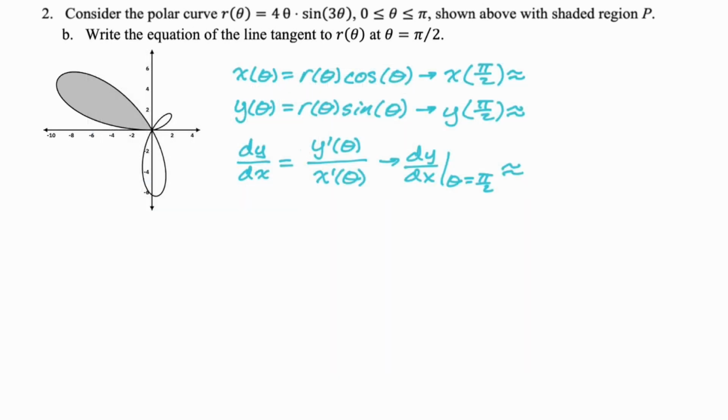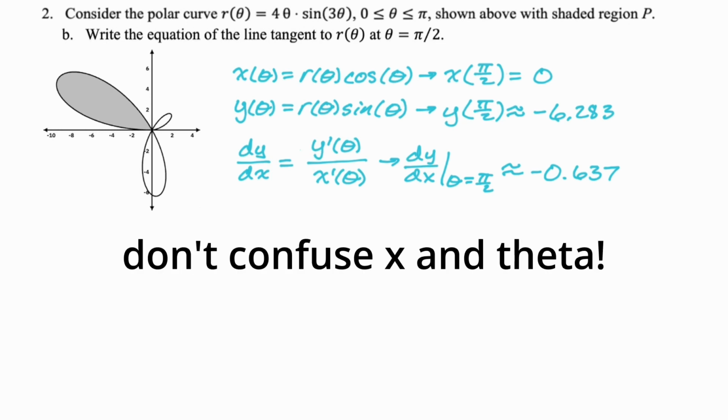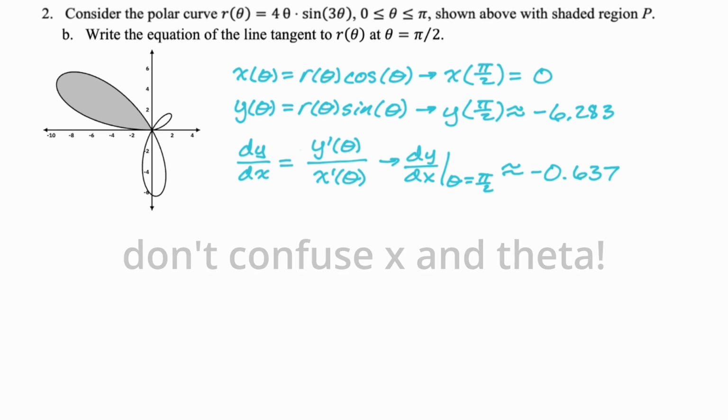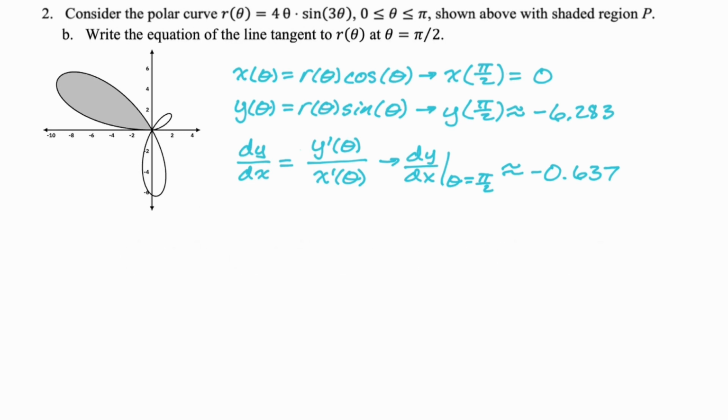All right, so filling in the values that we found, we got x is actually 0, not approximately 0. Y is approximately negative 6.283, and dy dx is approximately negative 0.637. So now we just need to write the tangent line. Don't confuse the value of theta with the value of x when you do this. It's the same as when you're doing parametric lines. Don't confuse t with x. You want to avoid that mistake at all costs.